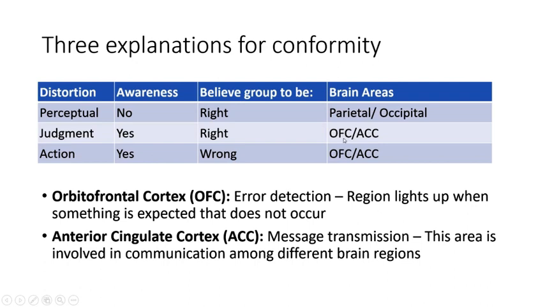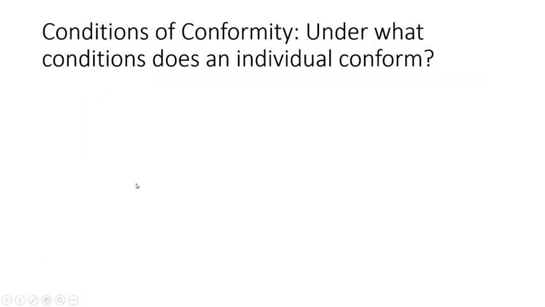And this OFC, this orbital frontal cortex, is involved in error detection, and it would make sense that that would be active if I'm perceiving a disagreement between myself and the group.